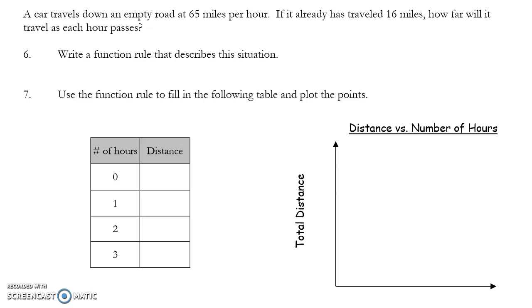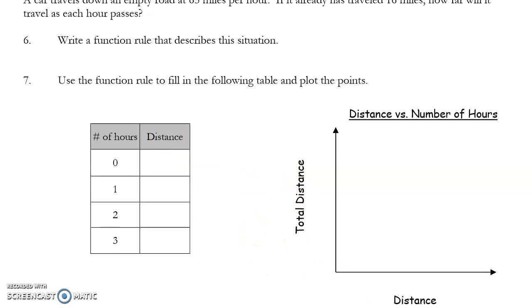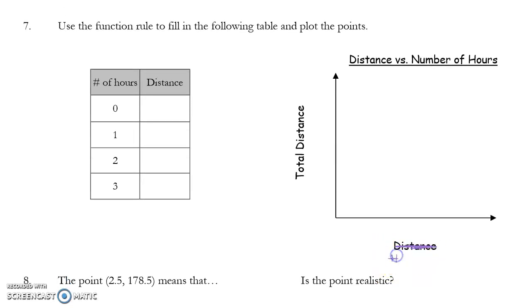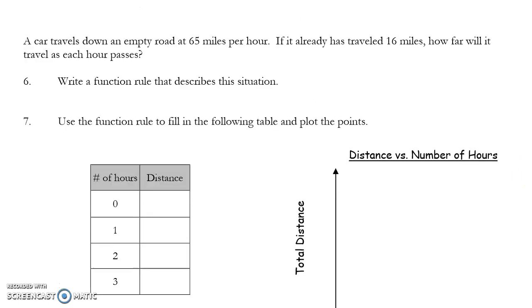So in this case, our function rule, we can see even in here what our input and output is. Don't forget that you always have that option. Our output is total distance or distance. Our input is actually in the table it says distance. Well, that's a typo, so we're going to fix that right away. That's the number of hours. And so we're talking about the distance versus the number of hours.